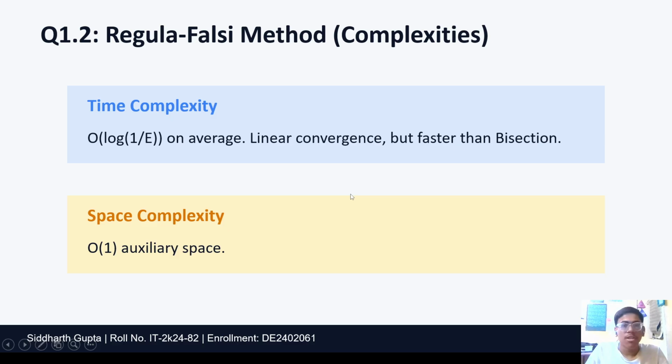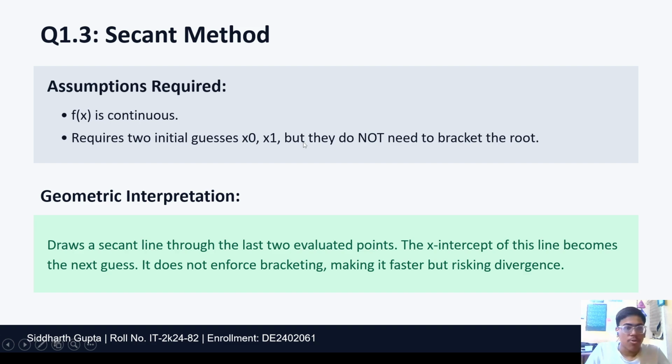So this is the algorithm for the Regula-Falsi method. The complexity comes out to be O of log of 1 by e, and the convergence is linear and faster than bisection. The space complexity is always big O of 1.